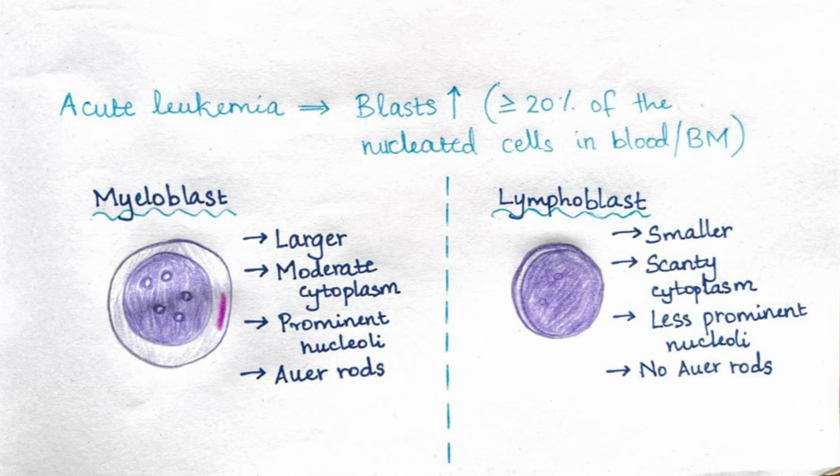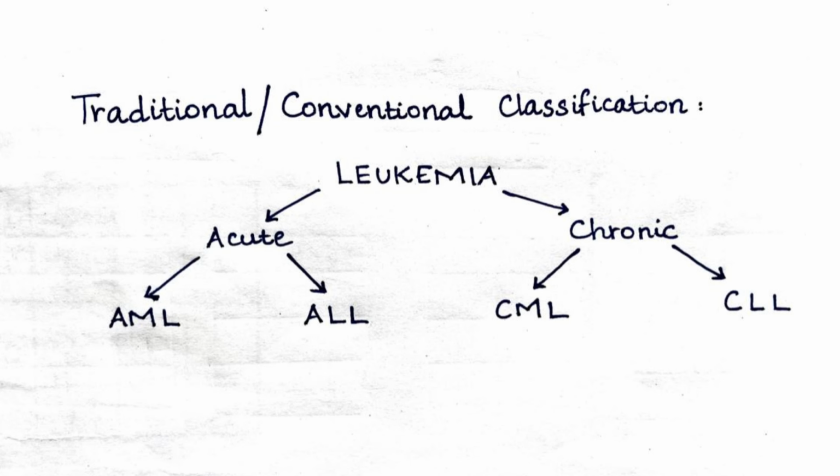Myeloblasts are larger cells with moderate cytoplasm and prominent nucleoli. They have Auer rods in their cytoplasm. Lymphoblasts are smaller cells with scanty cytoplasm and less prominent nucleoli. Auer rods are absent. Coming to the classification of leukemia, according to the traditional or conventional system of classification, leukemia can be divided into acute and chronic.